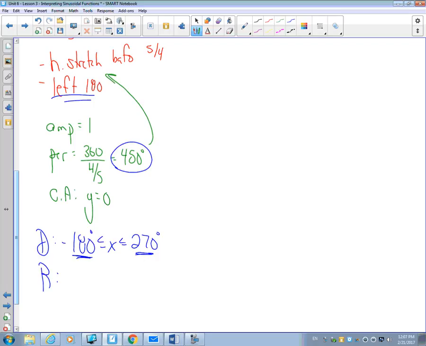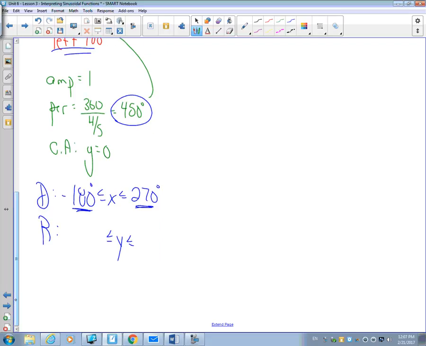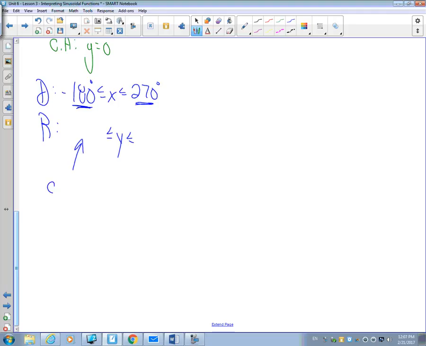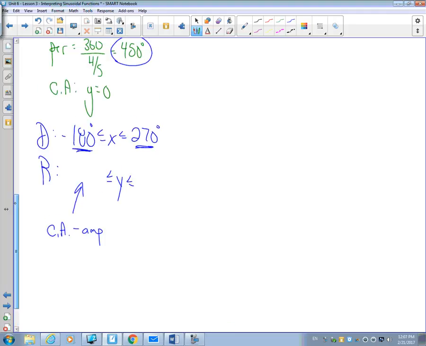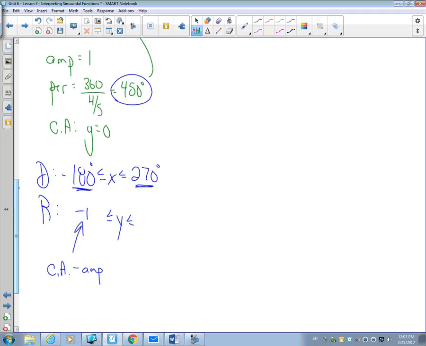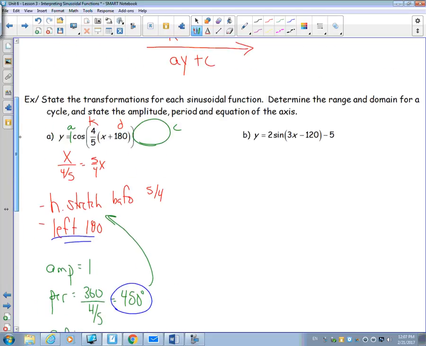My range, I can figure out based on my central axis and my amplitude. My minimum value is always my central axis minus the amplitude. Where our central axis was 0, our amplitude was 1, so it goes down as low as -1. My maximum is always my central axis plus my amplitude. So again, I can figure it out pretty quickly and get +1. And there's that function done. You guys try the next one.